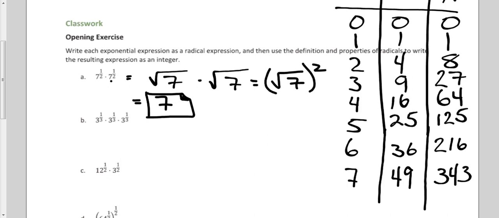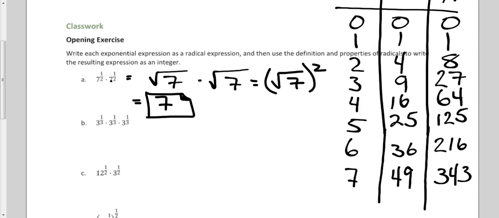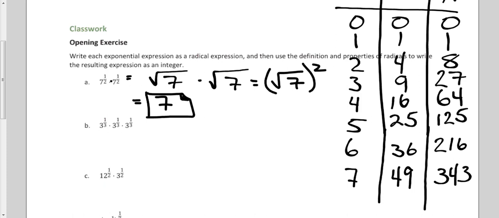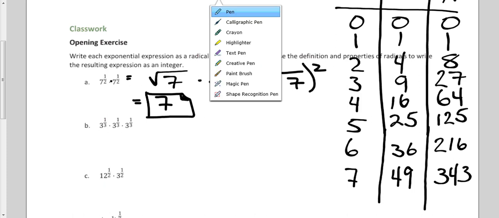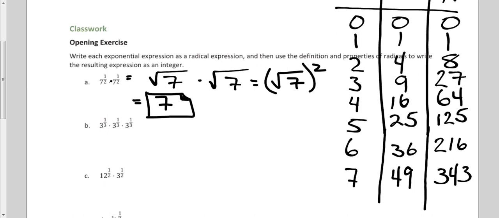Did you see how I worked through that line of reasoning? Now let's do the same thing for 3. What's the radical expression that's the same as 3 to the 1/3 power? Square root of 3.